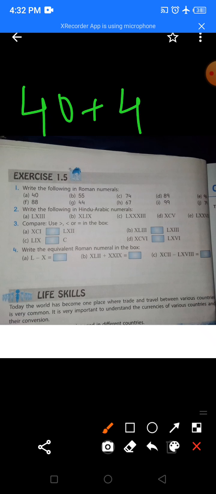Now children, see the next question. Next question is 44. Again we will break into power of 10. 40 plus 4. How do you write 40? You just subtract 10. Write it on the left hand side, you subtract, 10 plus 4. Then you will write it together. This becomes your 44.